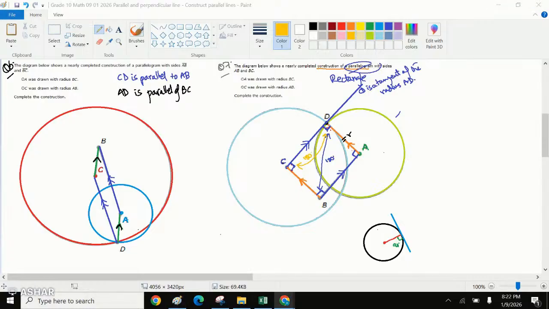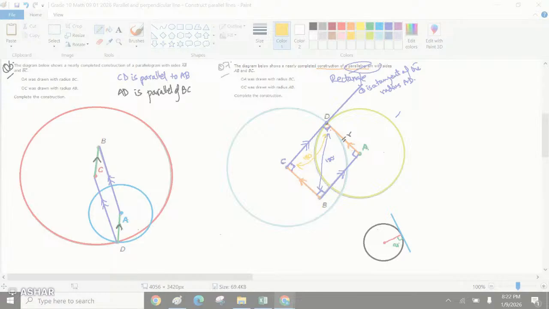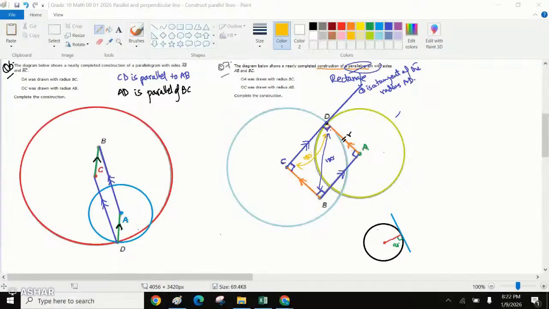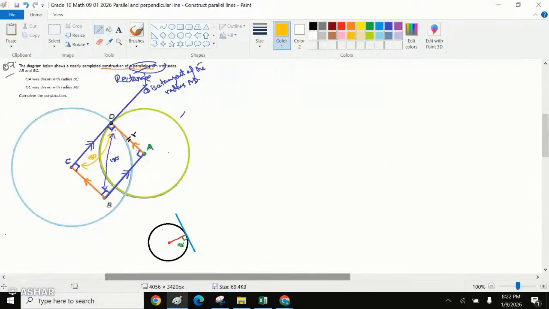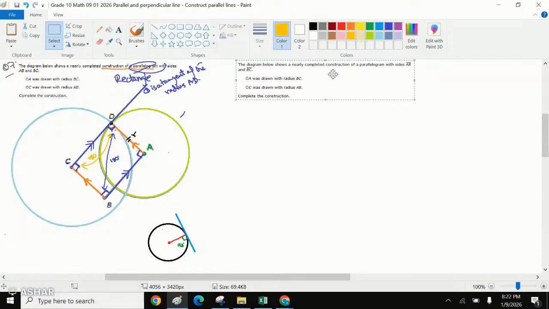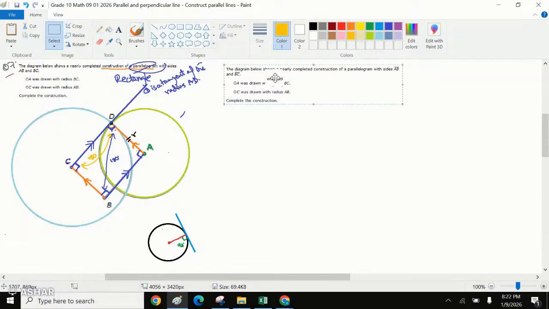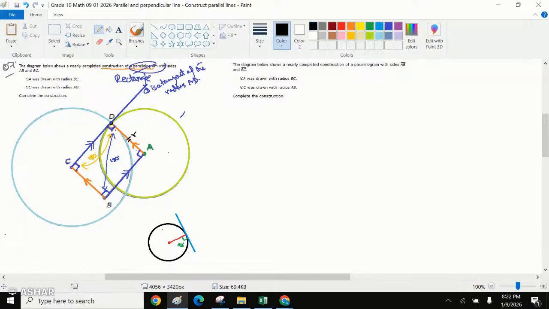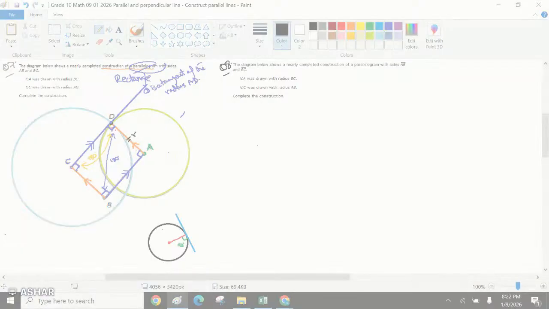Okay, let's look at the next question. The next question we have is, it says, the diagram below shows a clear depiction of a nearly completed parallelogram. Let's copy this. The next question is question number 8, and question number 8 states that this is the given information. I'll just copy the diagram for our convenience. And then we'll draw it on the diagram.